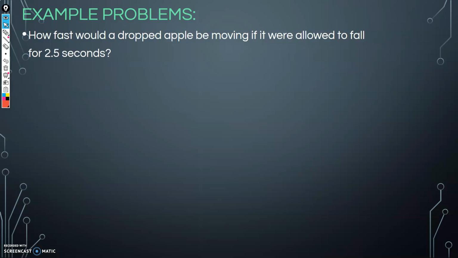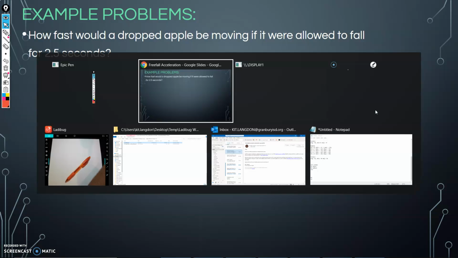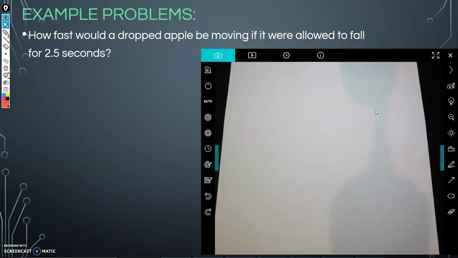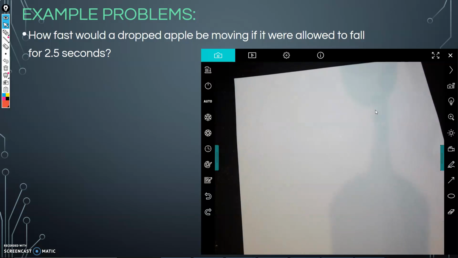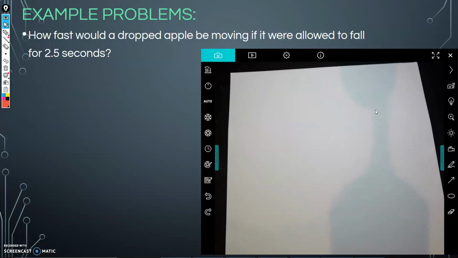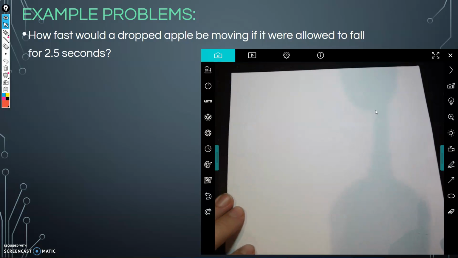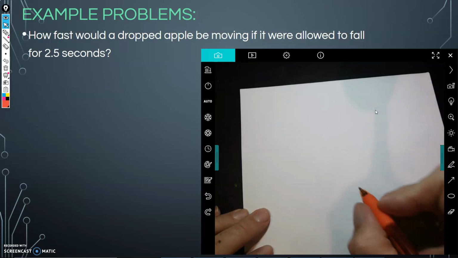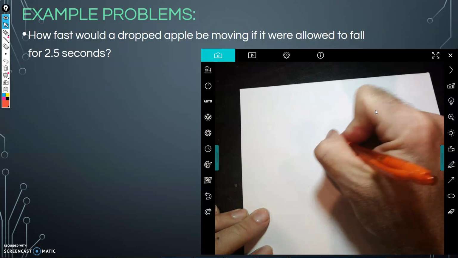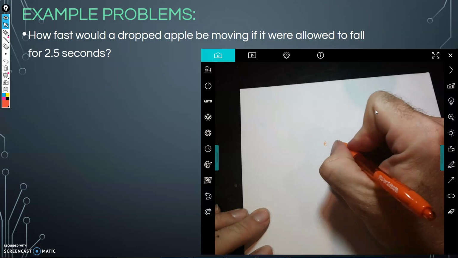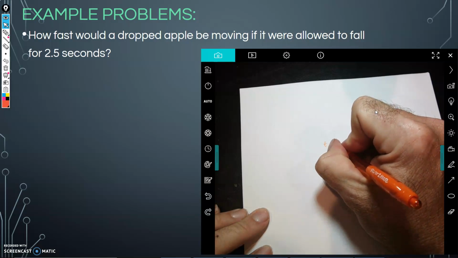Some example problems. So we're going to work through a quick example problem here. It says, how fast would a dropped apple be moving if it were allowed to fall for 2.5 seconds? All right, so as we do in physics, we're going to identify the information in the problem that's given to us. We're told that the object is allowed to fall for 2.5 seconds. So that's important information we want to write down. We'll call that the time, assign it the variable t. So time is 2.5 seconds.